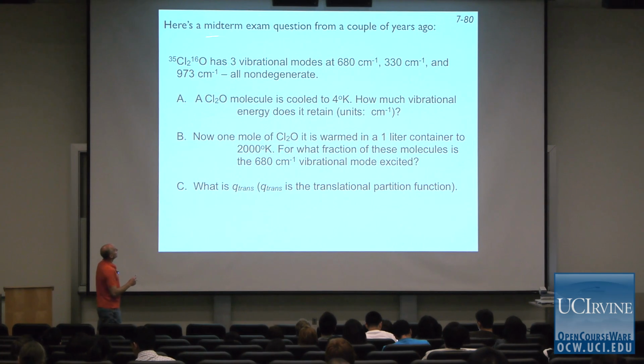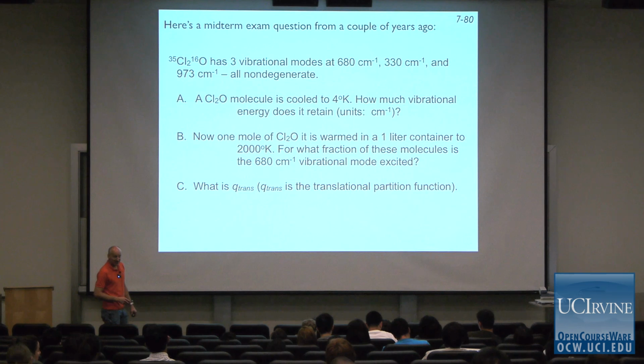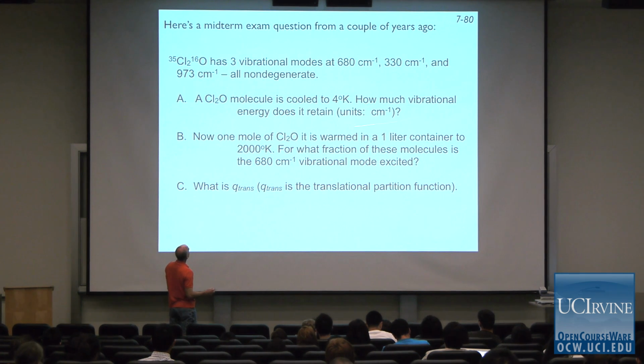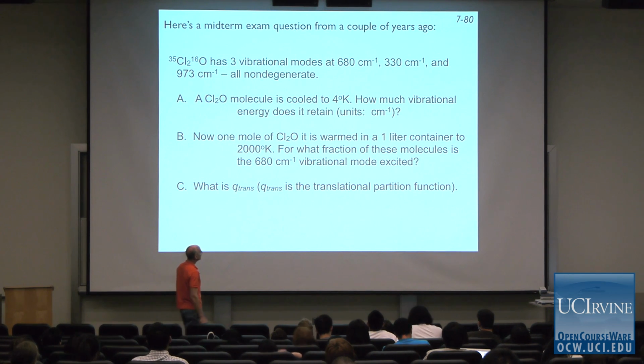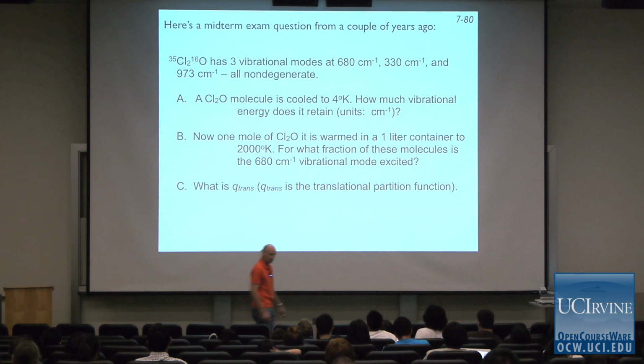Here's a midterm exam question from a couple of years ago. You're going to have one like this on yours. On this exam, almost everyone got A wrong. But A is easy. What is the answer to A?